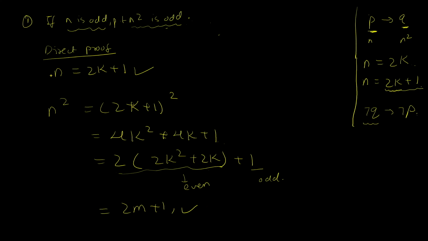Okay, so look at the proof here. We are able to start by assuming n is odd and then proving that n square is odd. So this is an example of direct proof. Let's look into our next question.